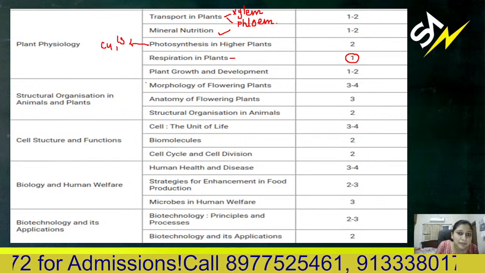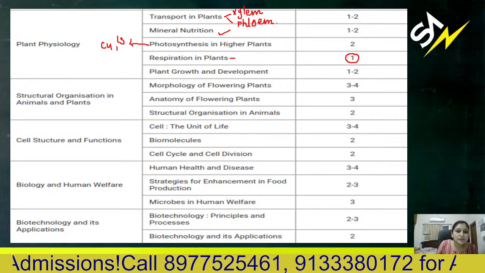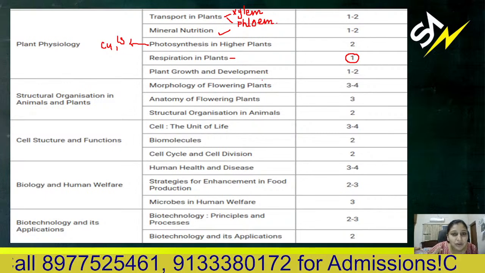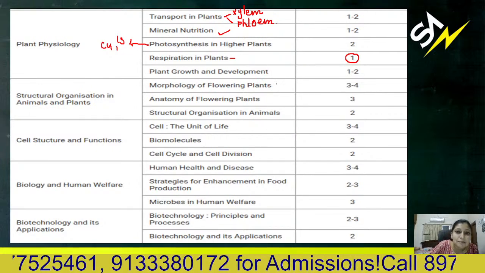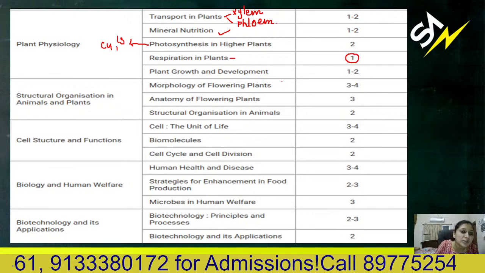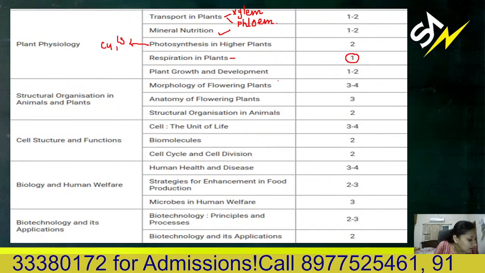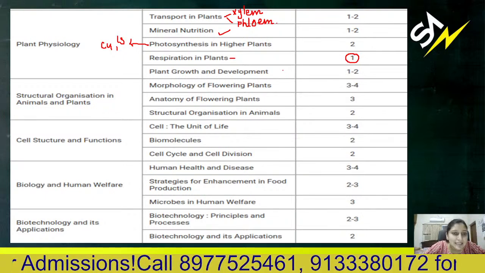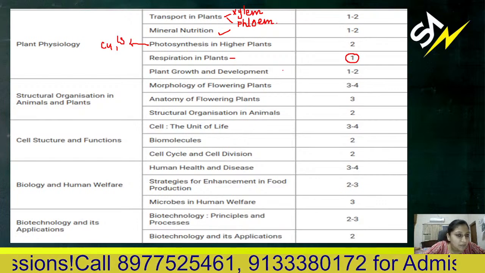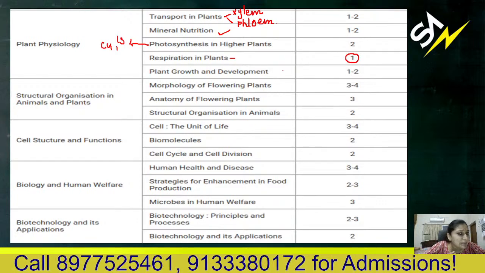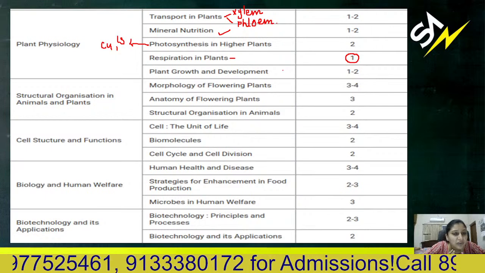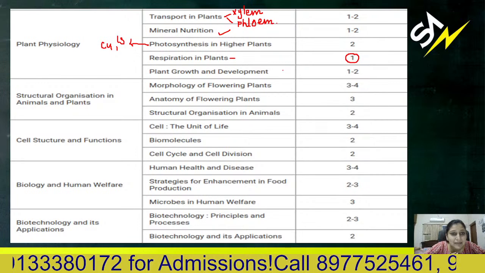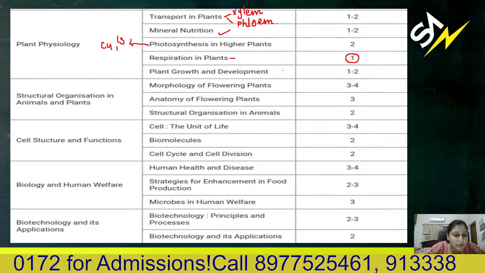Morphology of flowering plants. Here we will be discussing roots in detail, stem in detail, flower in detail, inflorescence, a very important point of this chapter. Inflorescence: how flowers are arranged on a floral axis is known as inflorescence. I'll be taking one separate class on special types of inflorescence also, which is not in NCERT, but sometimes they ask questions based on that also.